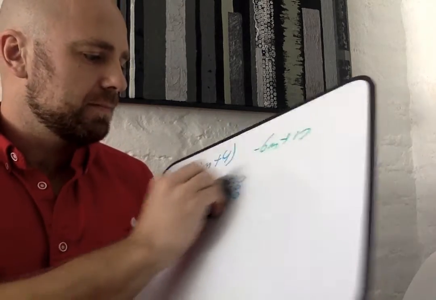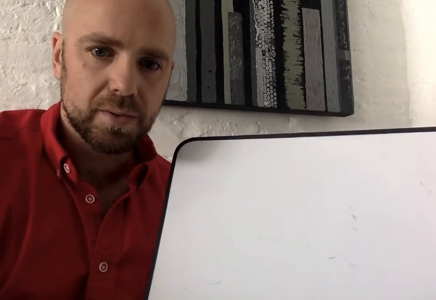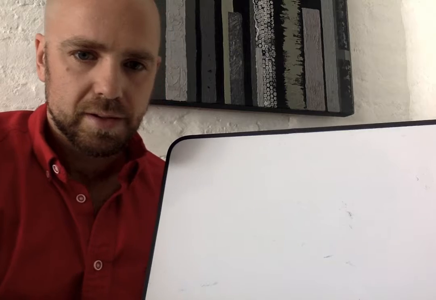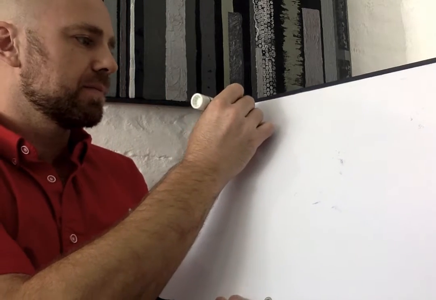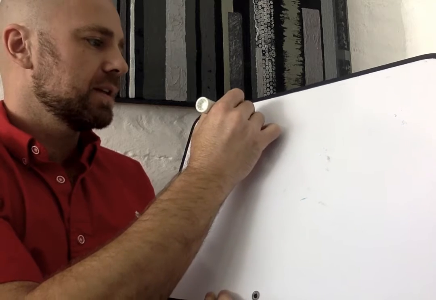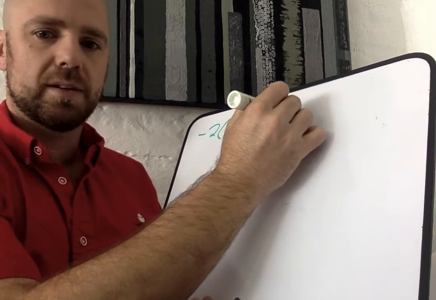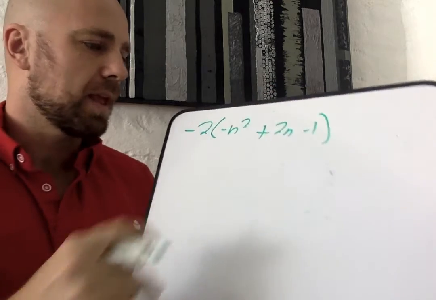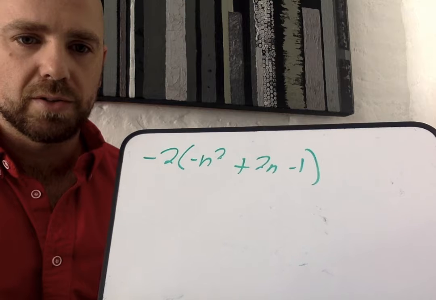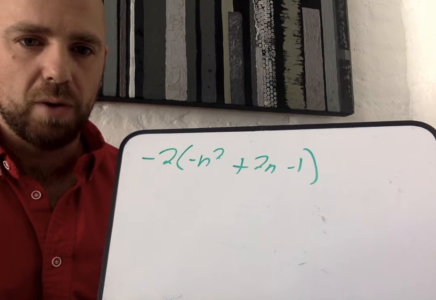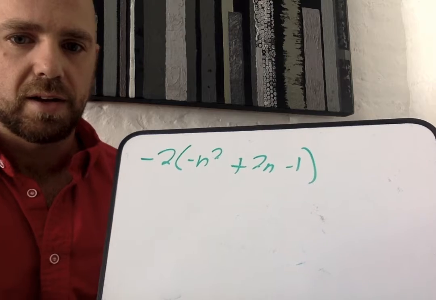Okay, let's try another one. Let's go with here. So if we've got something like negative 2 times negative n squared plus 2n minus 1. Okay, so we'll do one more multiplication. So for this one, you can use the distributive pattern if you want, and then we can try to figure out exactly what the answer is.